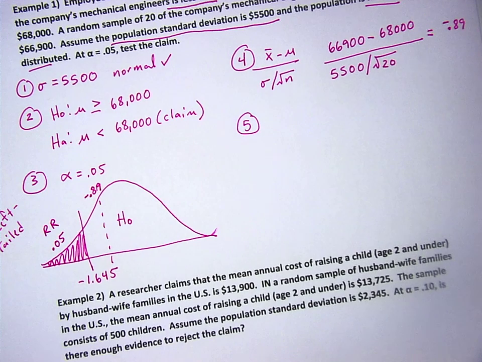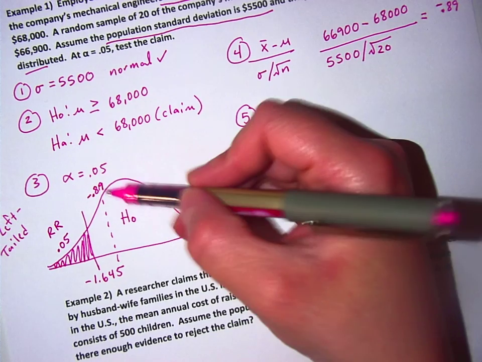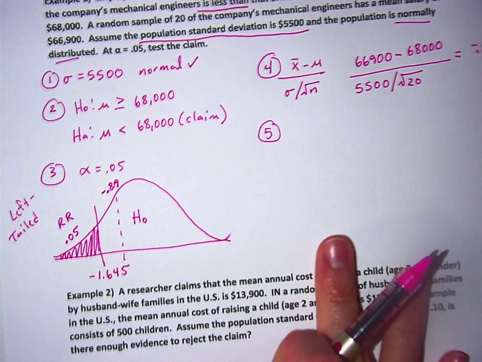So going back to my example here. Let's see. So this time, that test statistic fell in H sub O.